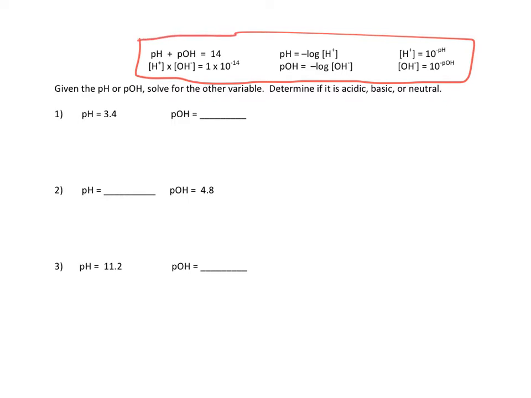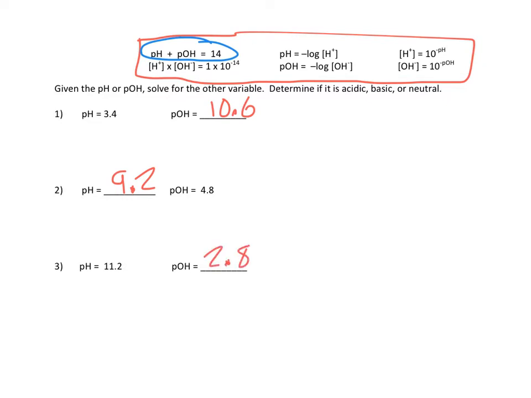So here I'm given pH, I have to find pOH. The only equation that's going to be useful is this one. They always have to add up to 14. So if your pH is 3.4, then your pOH is going to be 10.6, because 10.6 and 3.4 equal 14. If it's 4.8, then it's going to be 9.2. Doesn't matter which one you start with, they together have to equal 14. If your pH is 11.2, then your pOH is 2.8.